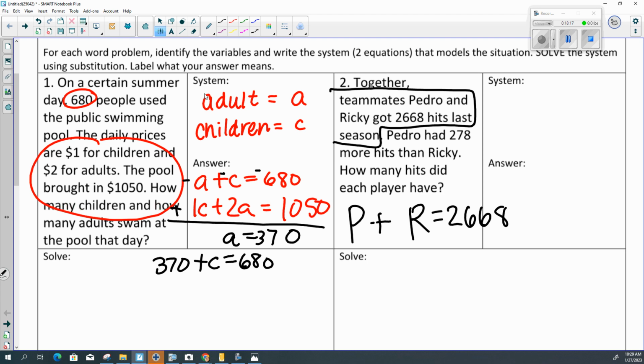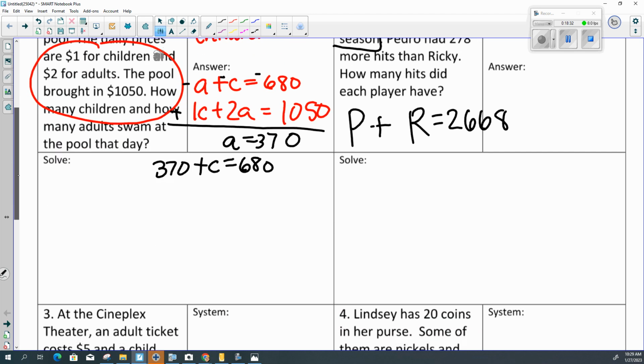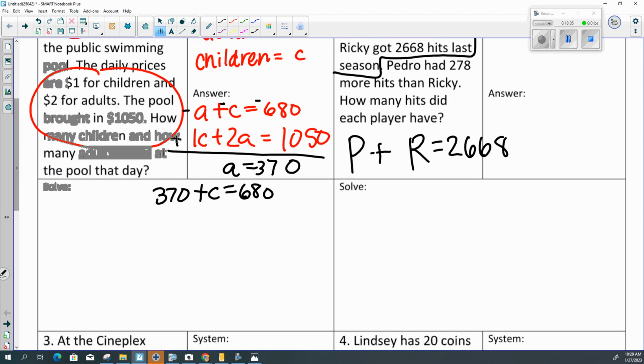Say it again. Can I get this by 2 and then whatever number I get, just add that? Try it. There's more than one way to do it. Hayden, what did you get for your second equation? Pedro had. These are hard sometimes, aren't they? I'll start you out. Pedro had 278 more hits than Ricky. What do I do for that? And Ricky is R, so how do I do that other part in this math sentence?